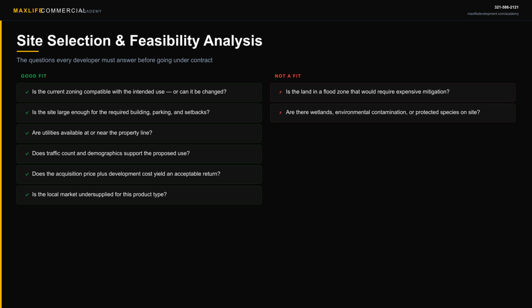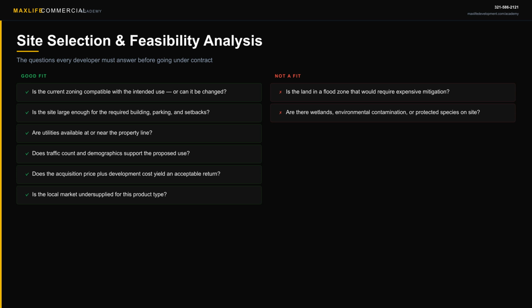Second, size and configuration. A site might look large enough on a map, but once you account for setbacks, parking ratios, buffer requirements, and stormwater ponds, your buildable area can shrink dramatically. We always do a conceptual site layout early before going hard on due diligence.